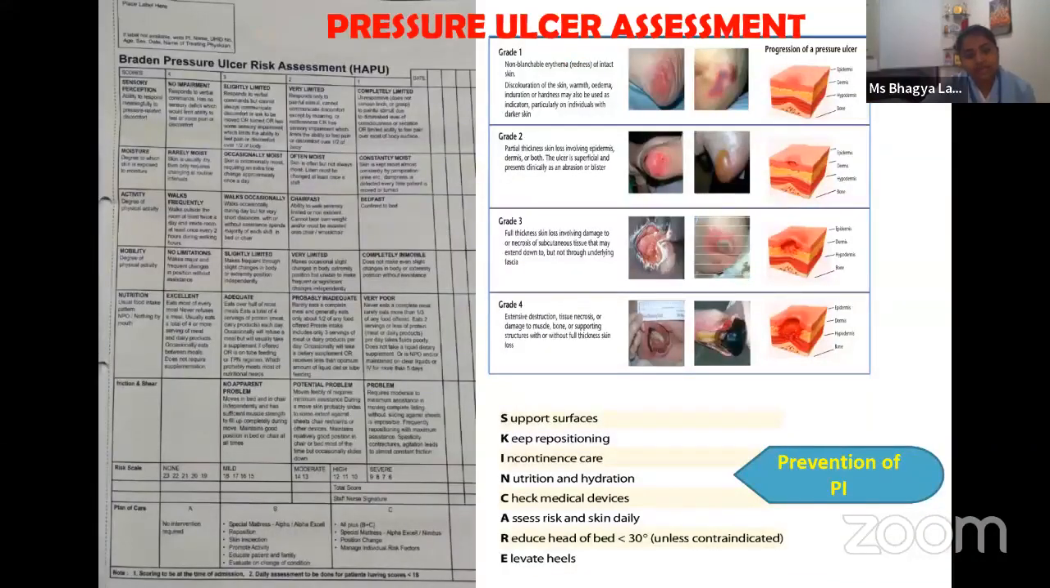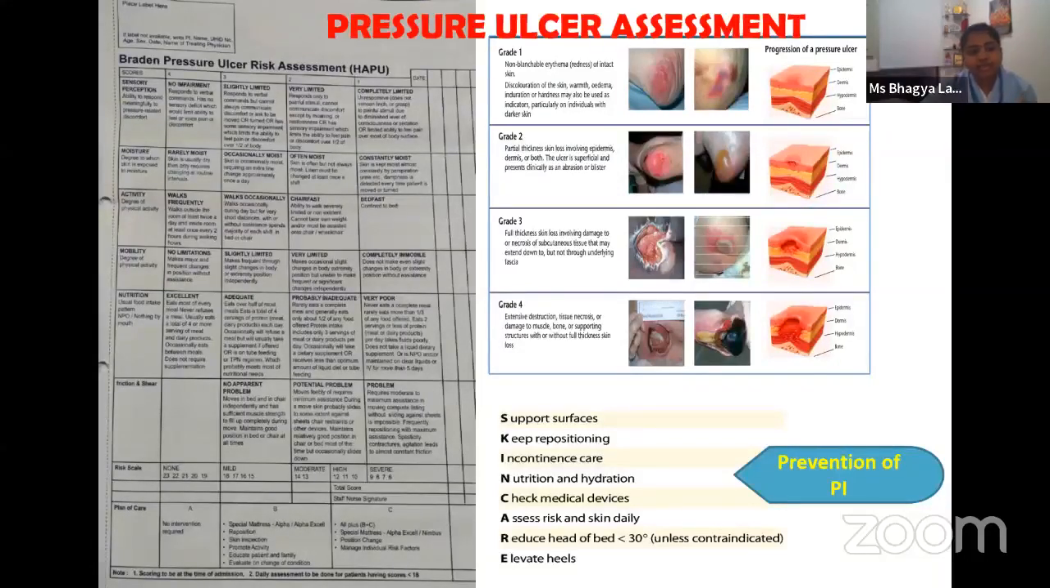Pressure ulcer risk assessment. As I have said, the moment we go for the cardiovascular system: decreased cardiac output, hypotension, DVT. There is a chance that long-term immobility on the bed may cause pressure injury also. So the first picture says Braden pressure ulcer risk assessment. It is for HAPU, to understand at what risk the patient is, whether he is at risk of developing a pressure ulcer or not.